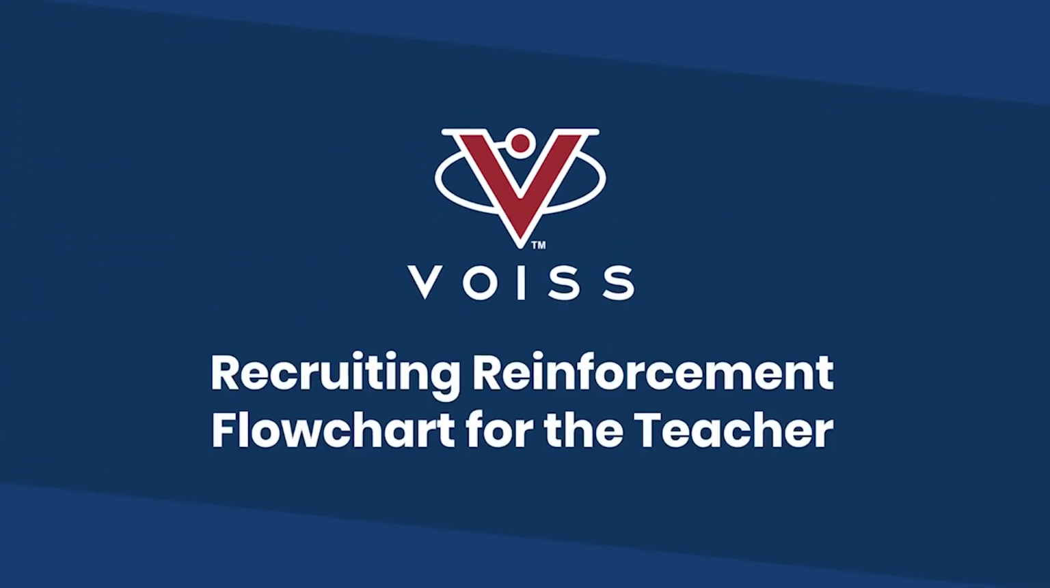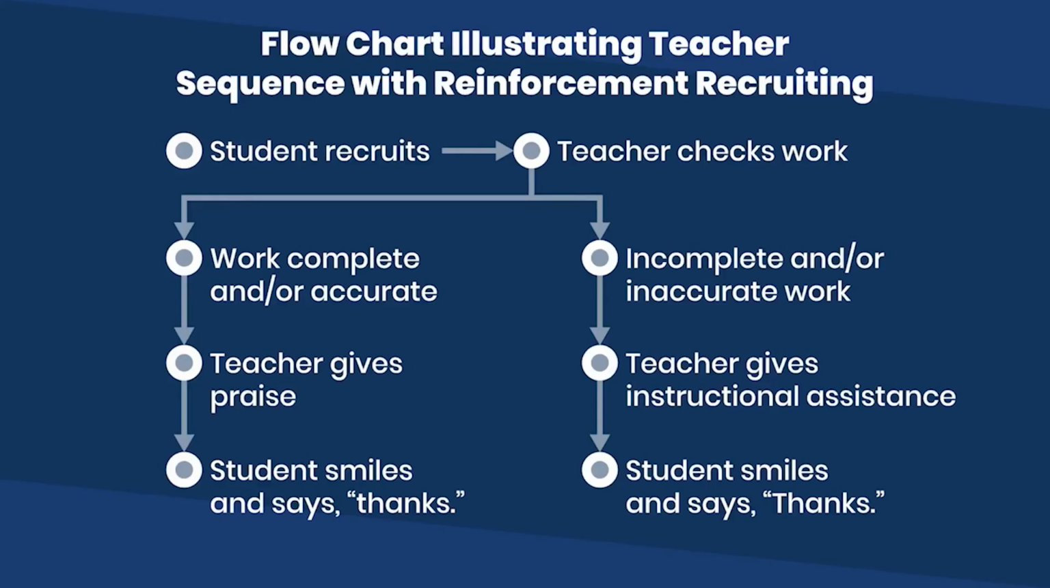Let's take a look at a flowchart that can be beneficial for the teacher. Student recruits. Teacher checks work. If work is complete and/or accurate, then teacher gives praise, student smiles and says thanks. If the work is incomplete and/or inaccurate, then teacher gives instructional assistance, then student smiles and says thanks.